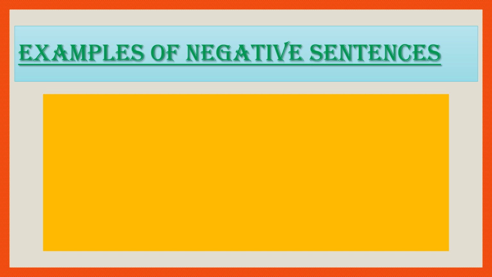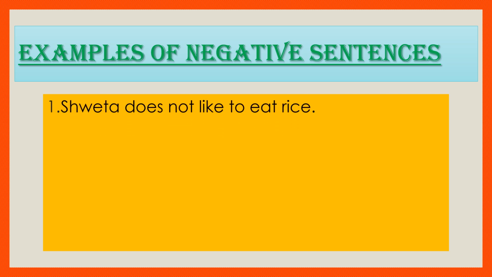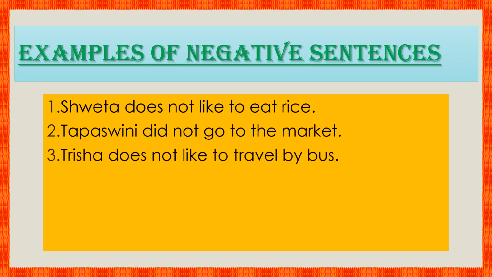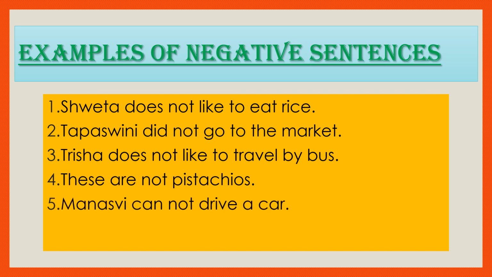On this slide, I have put some examples of negative sentences. Children, we can easily identify negative sentences as they include words like no, not, never, etc. So this is your first sentence. Shweta does not like to eat rice. So this is the negative sentence as it includes not. Second sentence is Tapaswini did not go to the market. Next is Trisha does not like to travel by bus. Next is these are not pistachios. And the last one is Manaswi cannot drive a car.